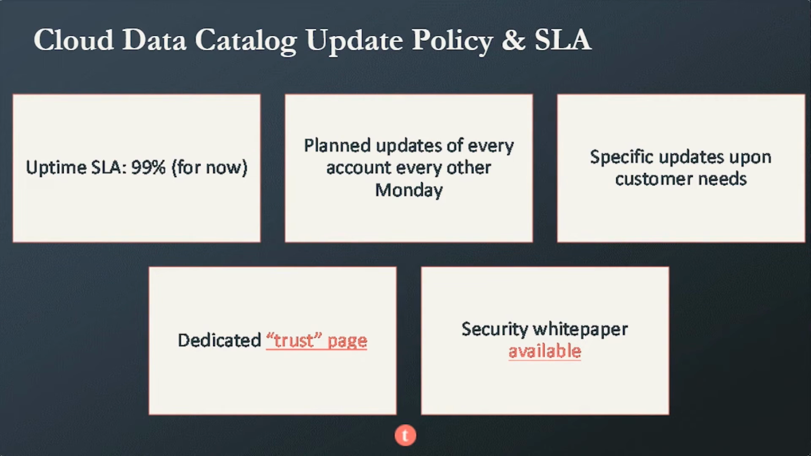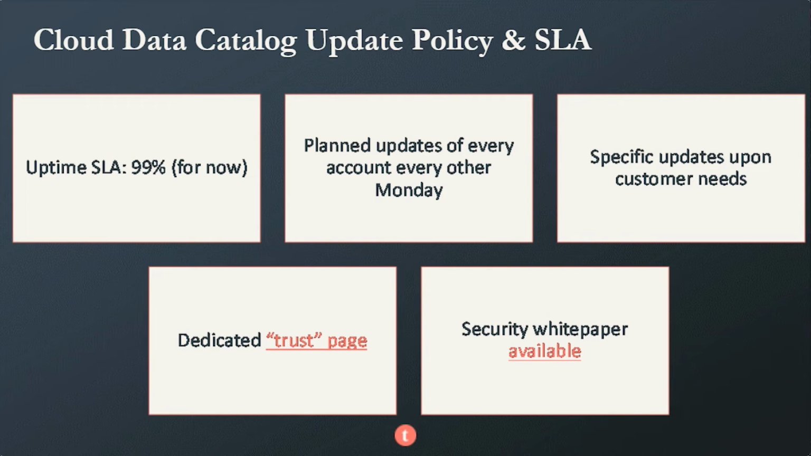Couple things to just be aware of for the Cloud Data Catalog around its policies and SLA. Currently the uptime SLA is 99% for now. As we bring on new customers into the cloud, we look to increase that to 99.9%, but for now it's at 99%. There's going to be planned updates such as patches, upgrades, and such. They'll do that for every account every other Monday. So that's the cadence for the upgrades and the patches. If you have specific updates that need to be applied, you can work with us and we can schedule those.